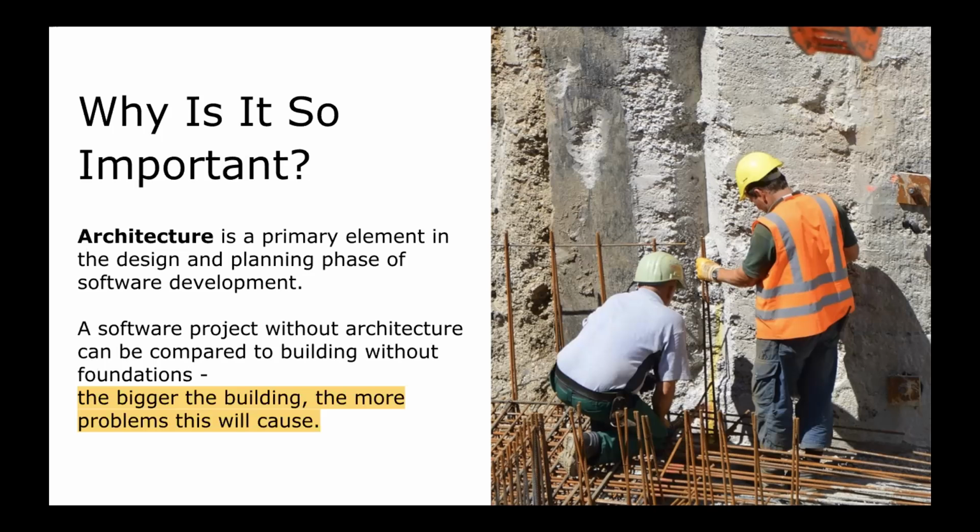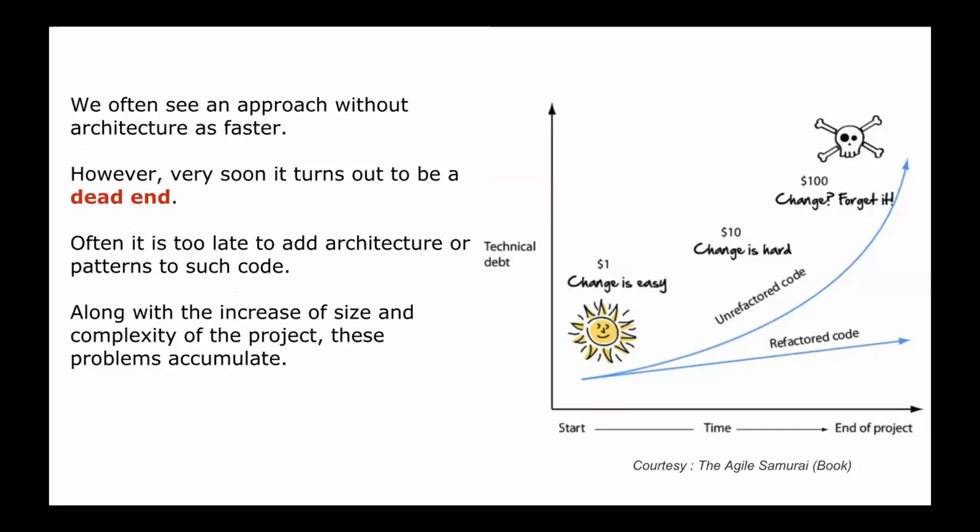Now what happens if you don't have an architecture? As we discussed earlier, in the very initial phase, change is very easy. Maybe the cost is $1. I'm talking about developers' manpower or something like that, so let's give it a financial number. Change is easy and I can spend $1 to get it done.